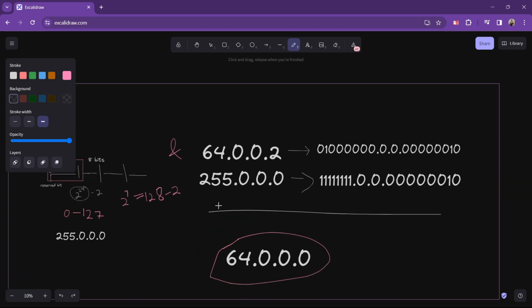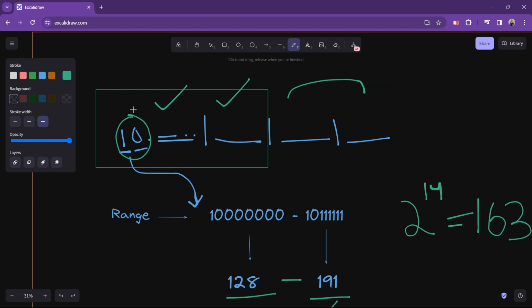Correct? Now, let us discuss class B. In class B, the first two octets are designated for the network ID, and the remaining two octets are reserved for the host ID. In class B, the first two bits of the first octet are reserved as a prefix to tell that this is class B. If we want to say this is class B, what would be the range? It can be 1 0 with all the rest 0, or 1 0 with all the rest 1. That gives us the range.